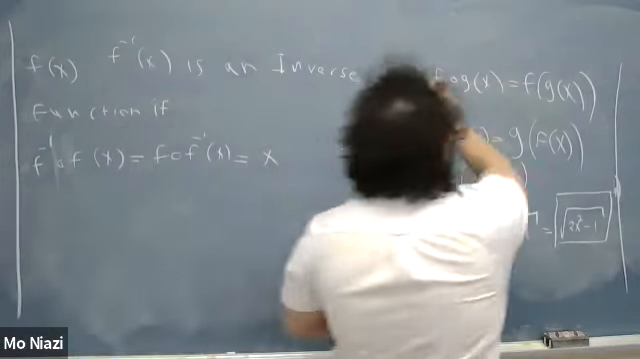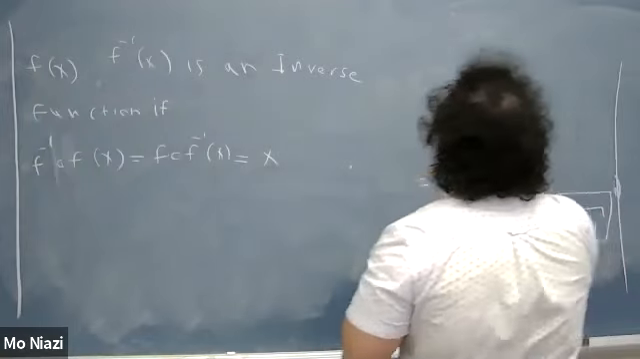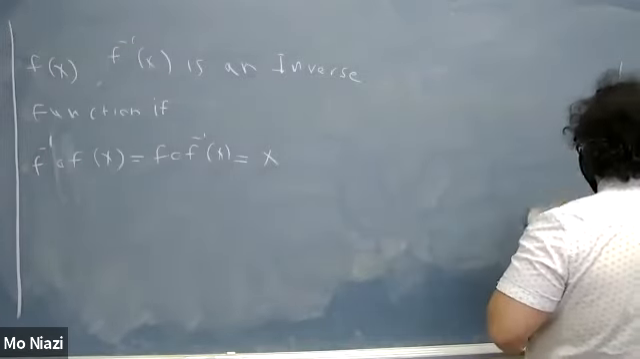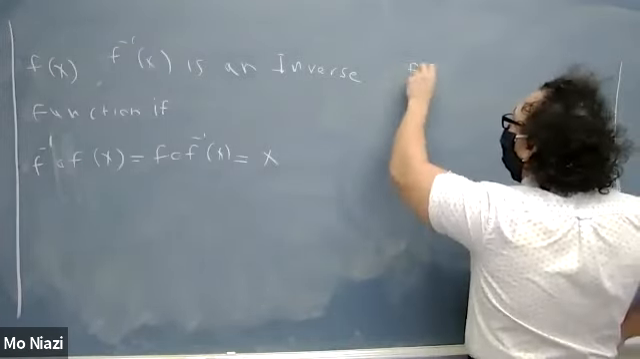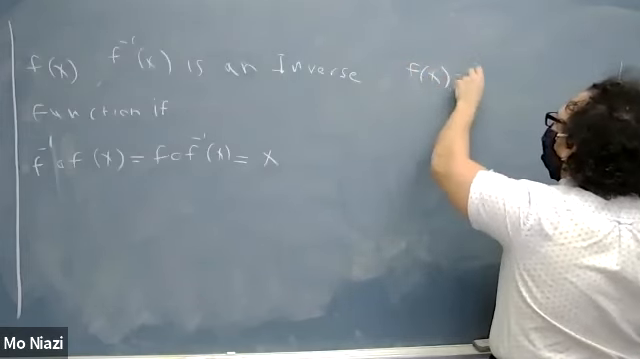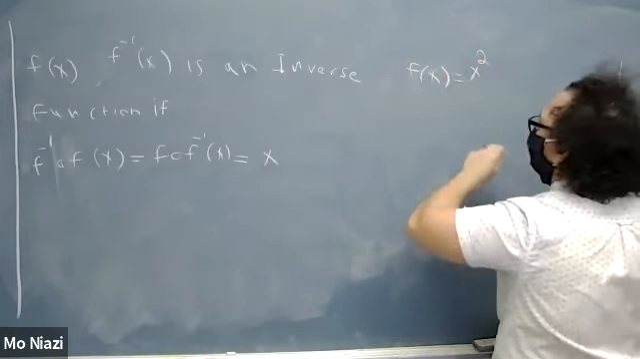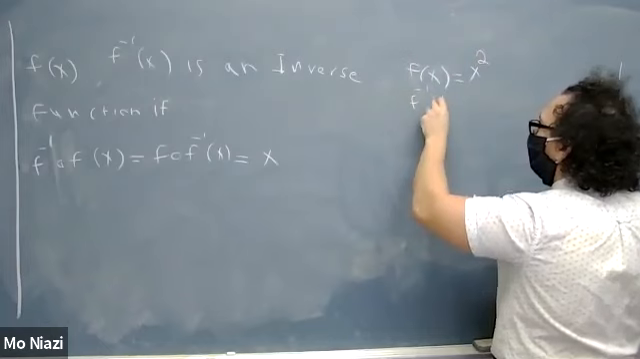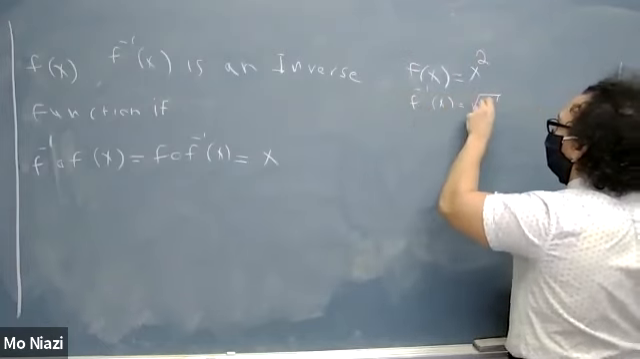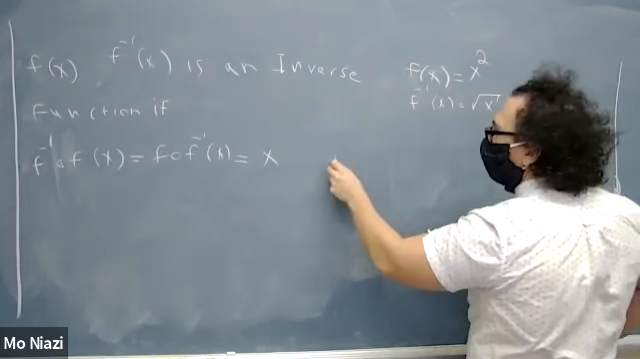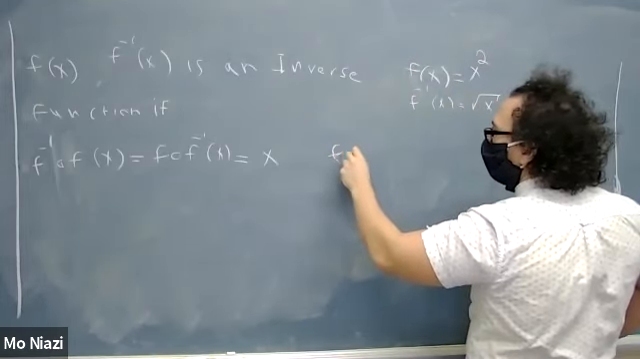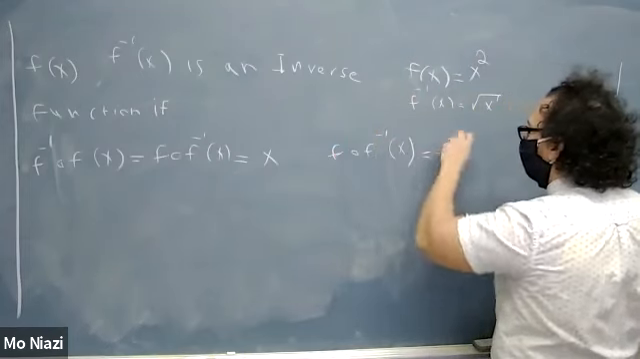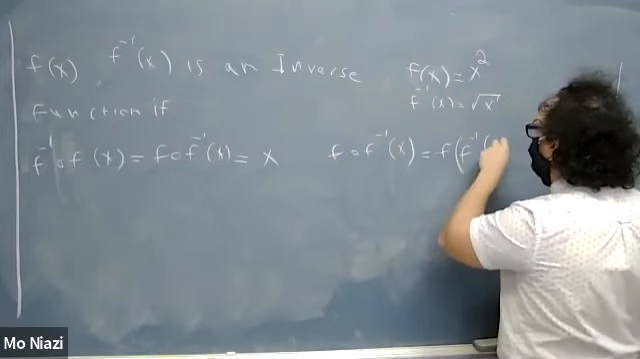So what do we mean by this? Well, let's take the following example. Let's take our beloved f of x to be our parabola. We love parabolas in math. f of x is equal to x squared. And let's take f inverse to be the square root of x. Notice that f composed with f inverse of x is then equal to f of f inverse of x.